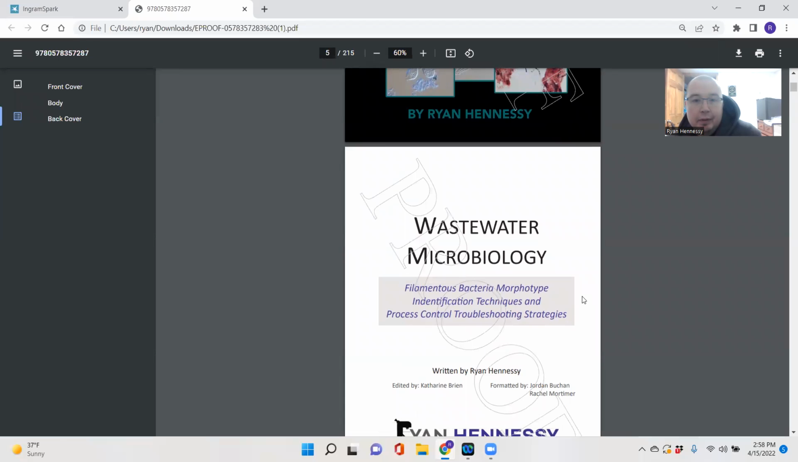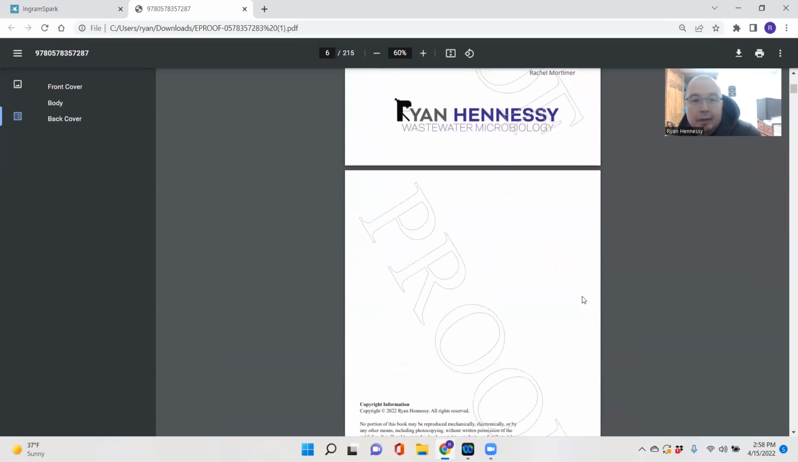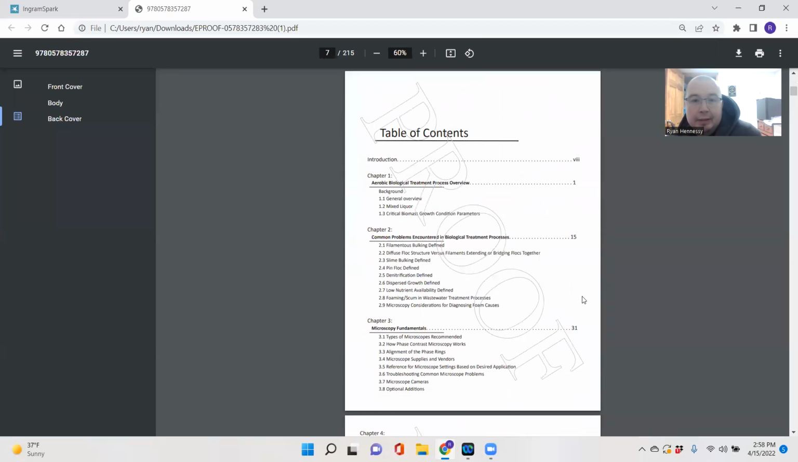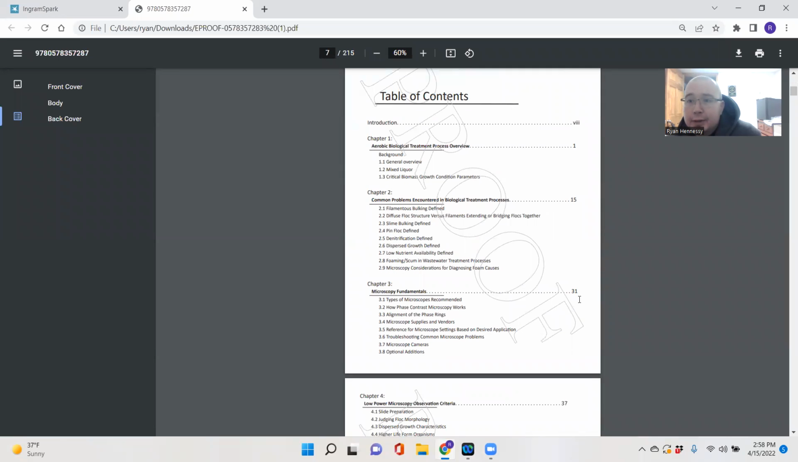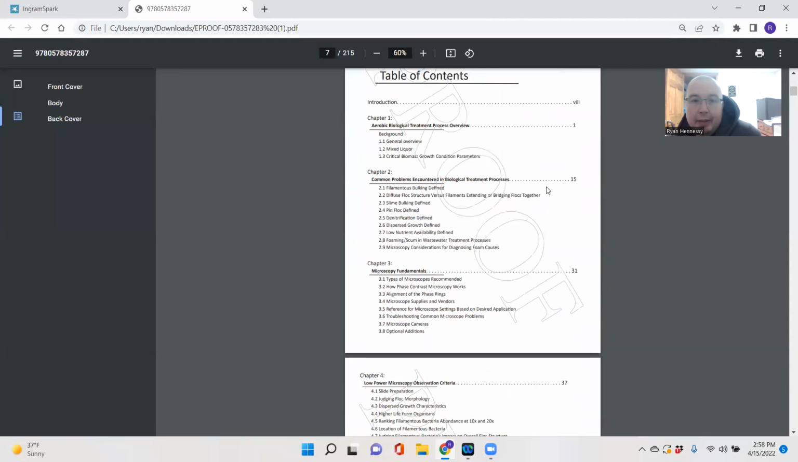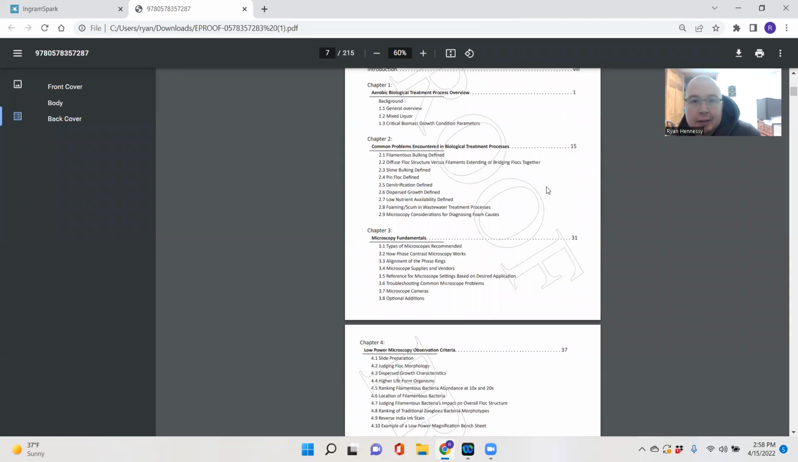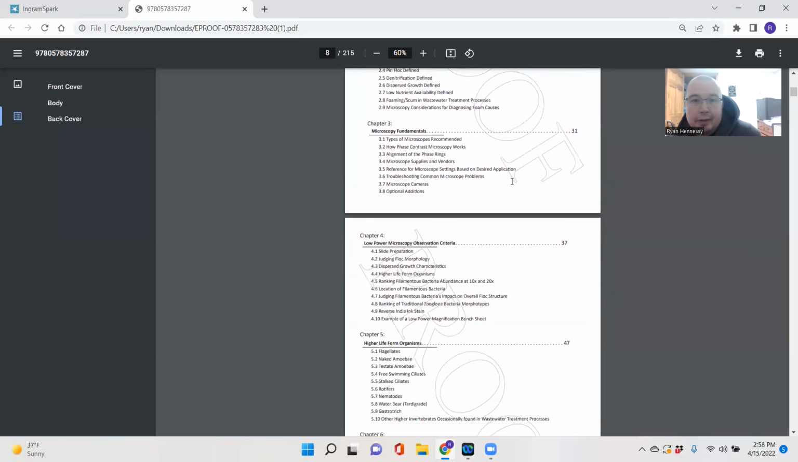Just a quick overview. There are 10 chapters. The first chapter is an aerobic biological treatment process overview, talking about the basic parameters in wastewater and the conditions that the bacteria like. In Chapter 2, we get into common problems encountered in the treatment process, and we talk about what those different problems are and things along those lines.